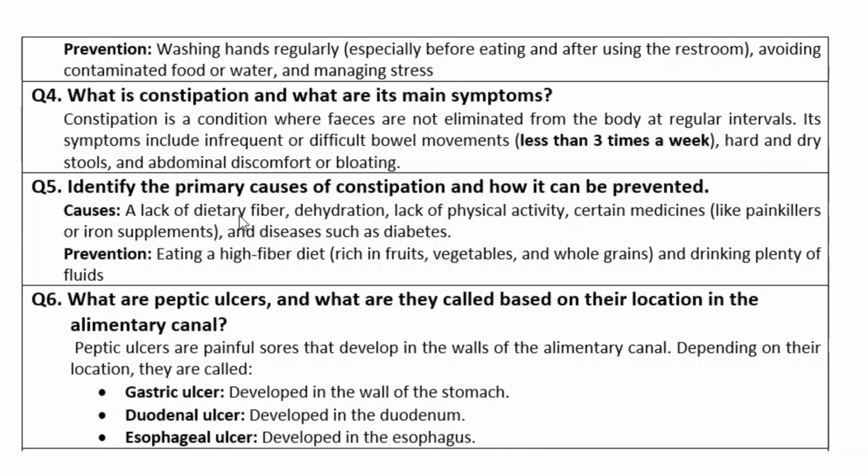Identify the primary causes of constipation and how it can be prevented. Causes: a lack of dietary fiber, dehydration, lack of physical activity, certain medications like painkillers or iron supplements, and diseases such as diabetes. Prevention: eating a high fiber diet rich in fruits, vegetables, and whole grains, and drinking plenty of fluids.